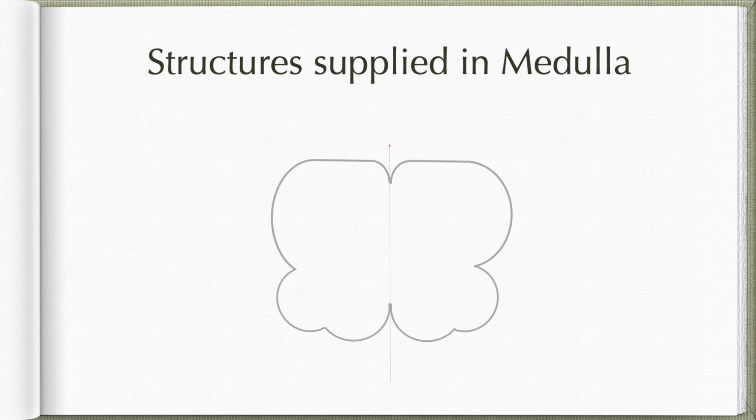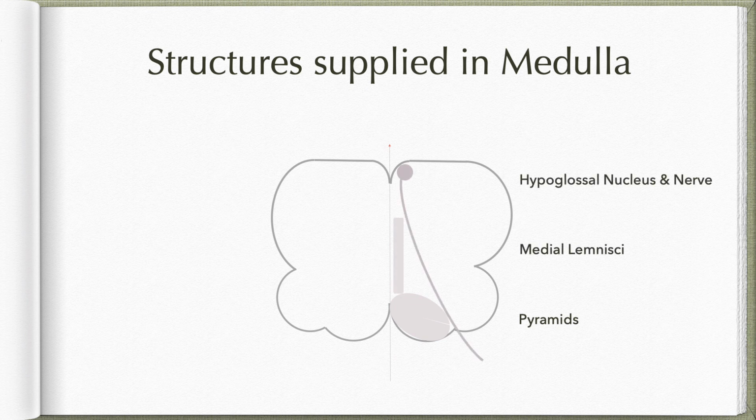Now coming to list the structures which are supplied by these paramedian branches and the circumferential branches. On either side of the midline, from before backwards, we have pyramids, medial lemnisci and hypoglossal nucleus with its nerve. So the paramedian branches given by the anterior spinal artery will be supplying these structures. So if anterior spinal artery is involved or it is blocked due to any reason, then the pyramids, medial lemnisci and hypoglossal nucleus and nerve will be affected, resulting in a symptom complex known as medial medullary syndrome.